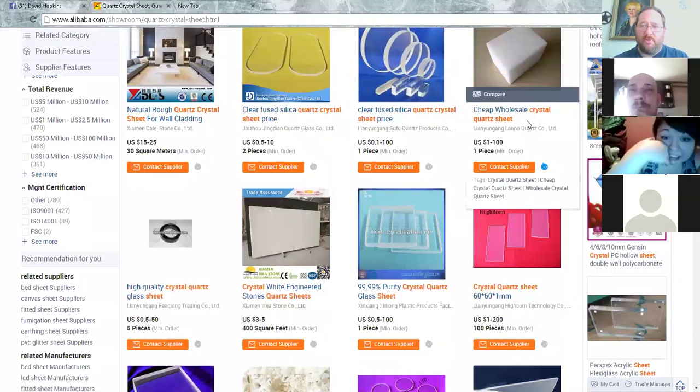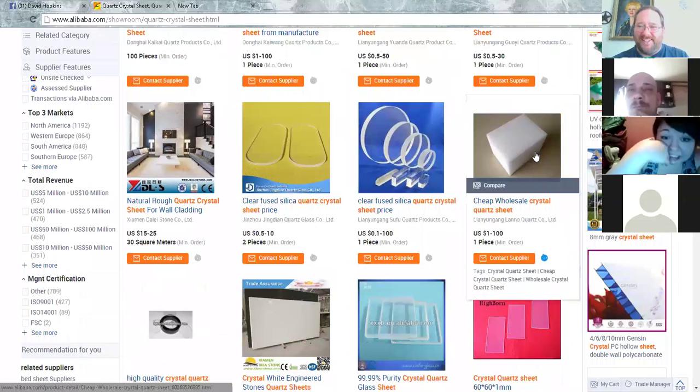Cheap wholesale crystal quartz sheet. I mean, what? Right? Who would buy it wholesale? Exactly. It's called Alibaba. Man, holy cow. Anyway, so the thinner and smaller a crystal quartz is, the higher the frequency. The thicker, the lower the frequency.